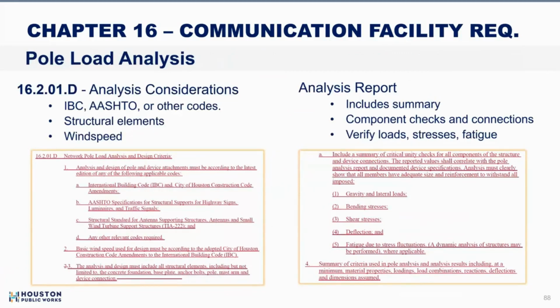The next section added was for network pole load analysis, as some poles may not be safe to support new devices. For this reason, requirements in section 16.2.01.d have been added to define criteria for design analysis of poles supporting proposed devices. An analysis may be done in accordance with IBC, AASHTO, or other relevant codes, but you must take the following into consideration: the structural elements for the pole, such as the base plate and concrete foundation, and wind speed. An analysis report must be provided with a summary. This will verify that all structural elements and dimensions of the pole are adequate to withstand loads, stresses, and fatigue at a minimum.